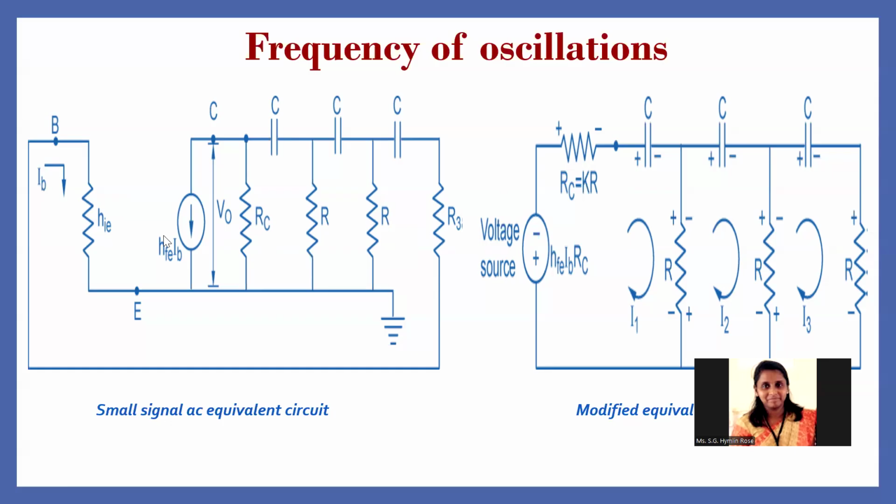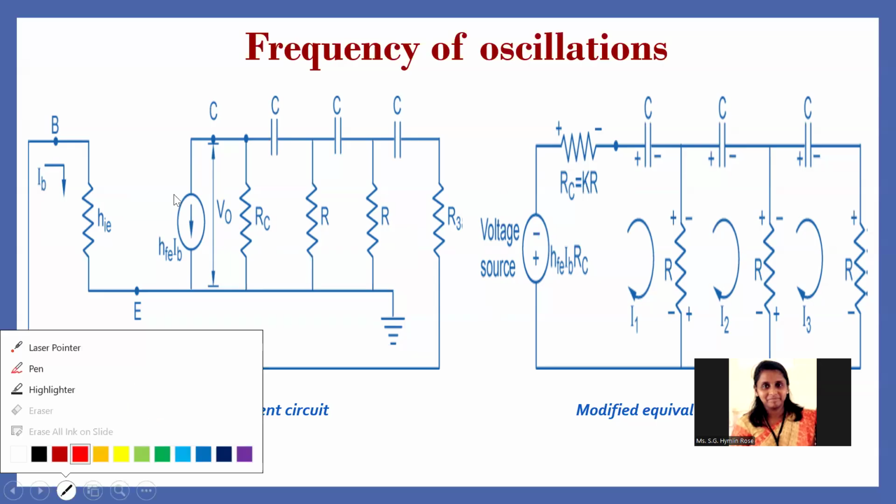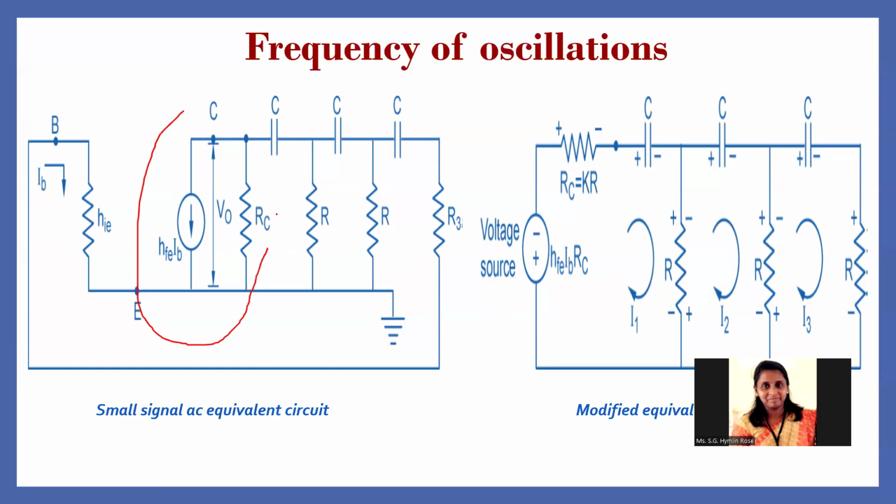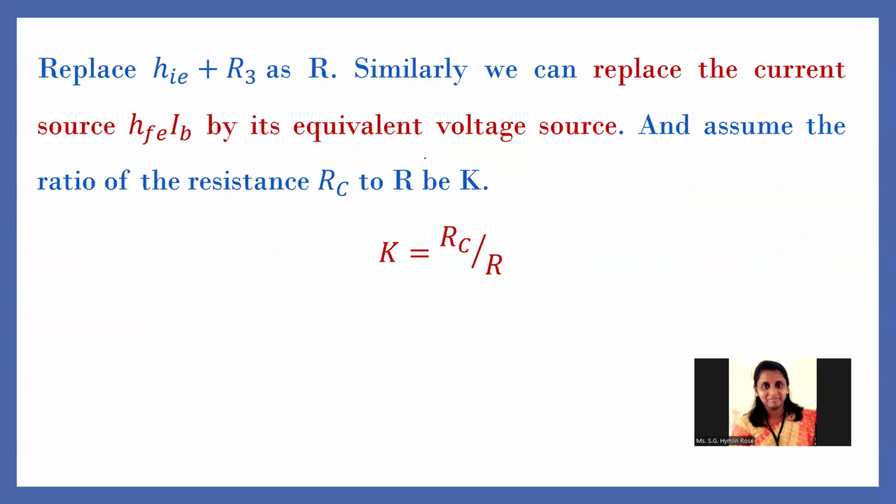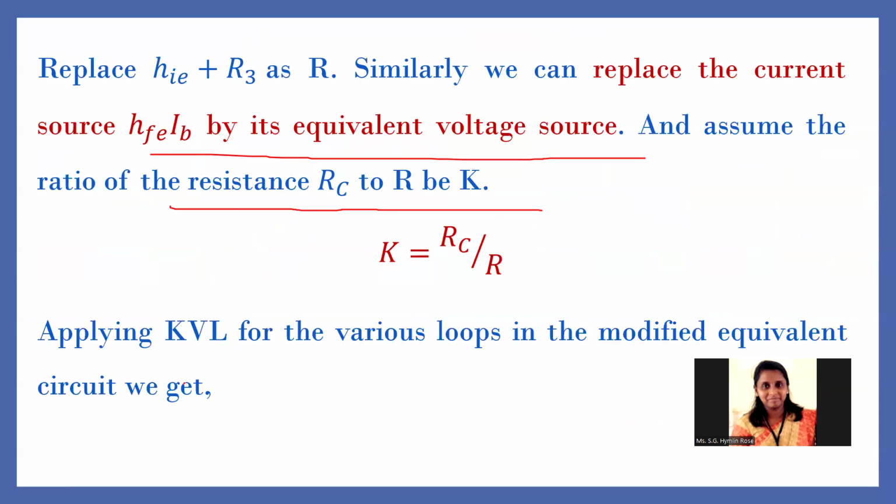We are going to replace this current source with an equivalent voltage source. So HFE IB into RC, this parallel circuit will be converted to a series form, with HFE IB RC as the voltage source, and RC equal to K into R. So we replace the current source HFE IB by its equivalent voltage source, assuming the resistance RC to R to be the K value. Now apply KVL to all the loops.